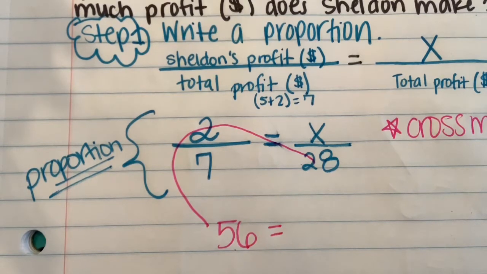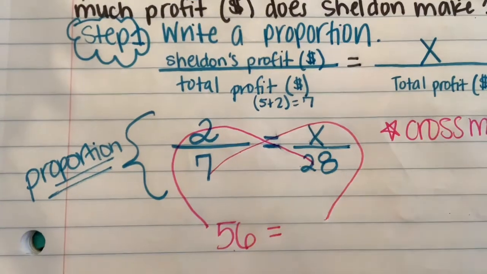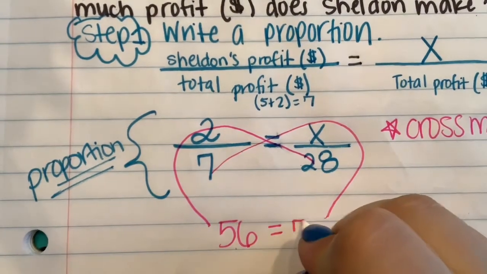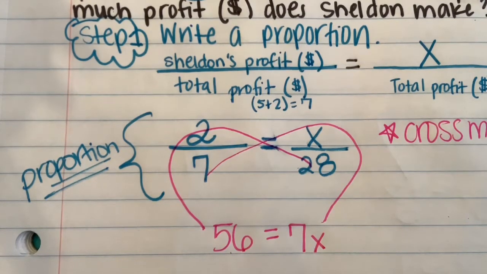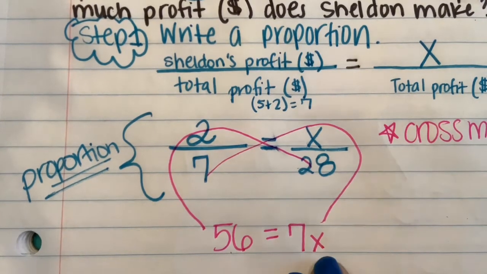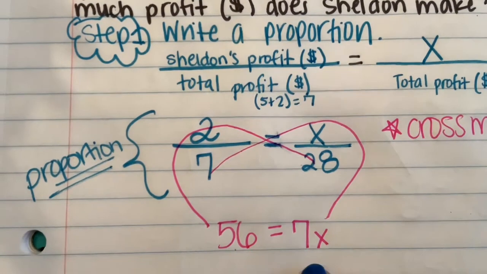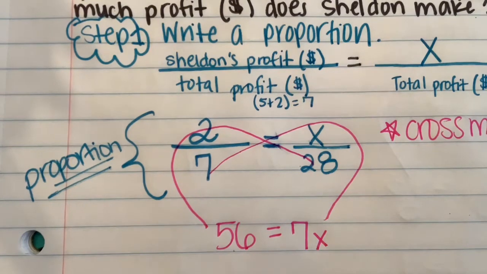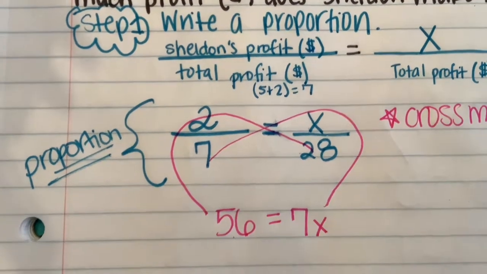I need to do 7 times x. Now 7 times x gives me 7x. That one's super easy. So whatever number you have times the variable, you just put the variable right next to the number as I did here. This is showing 7 times x. Okay, so now I have finished my fraction form and I have put it in this form.